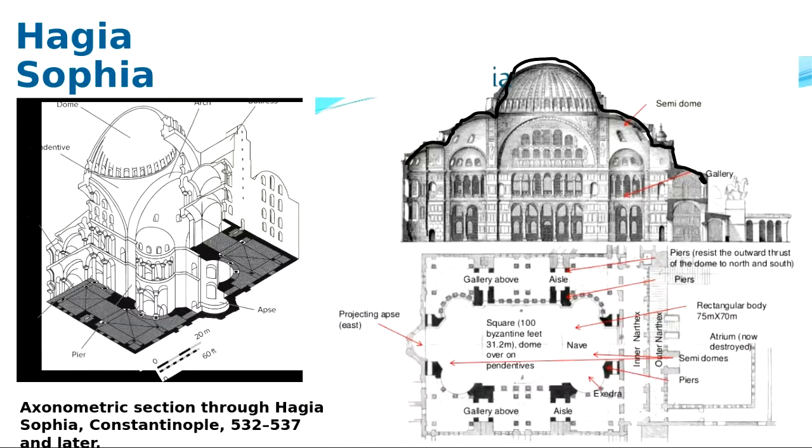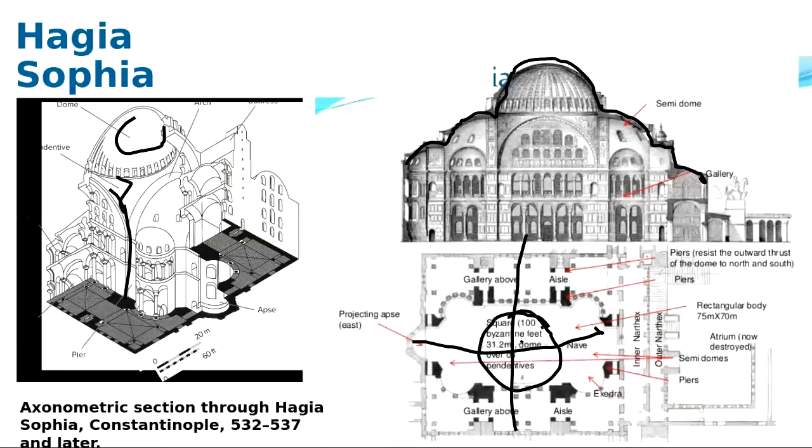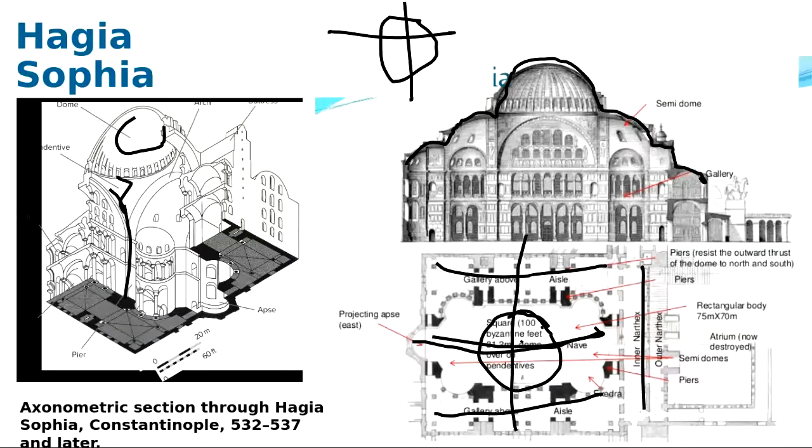You start seeing these pendentives, the stones, and different piers holding it. But one of the things we talked about is that it has this central plan, the circle plan, but at the same time it has this Greek cross planning in the plans. So you see the nave, the aisles, the inner narthex. You see basically a Greek cross plan with the central plan. It's amazing how it all merges into this idea.